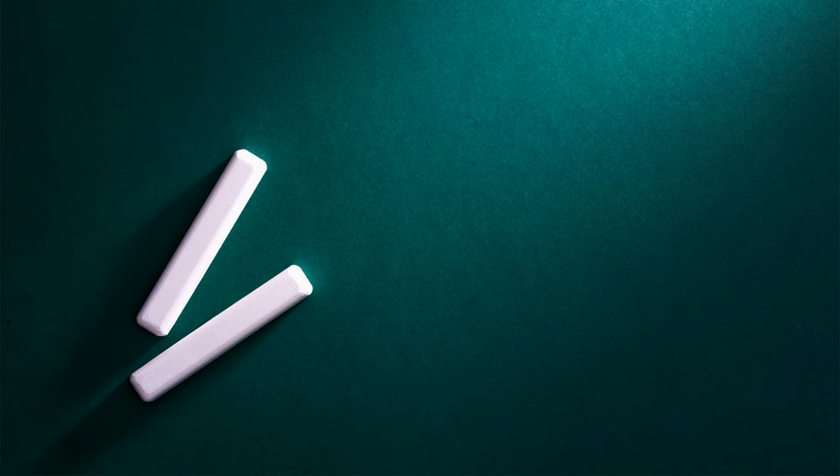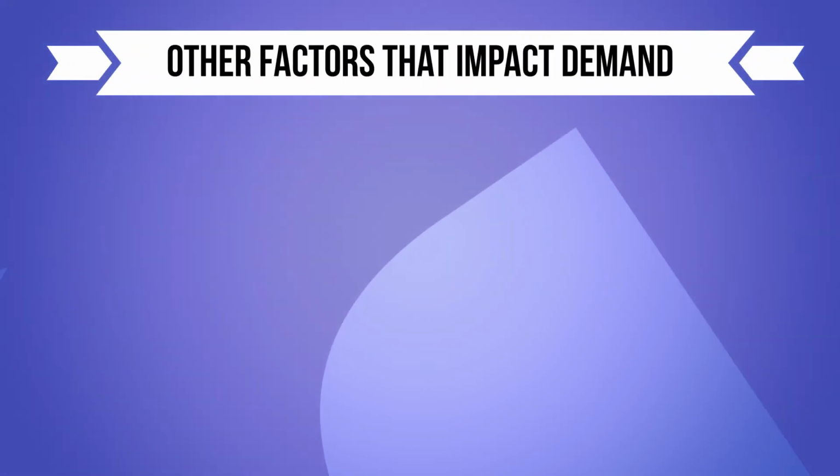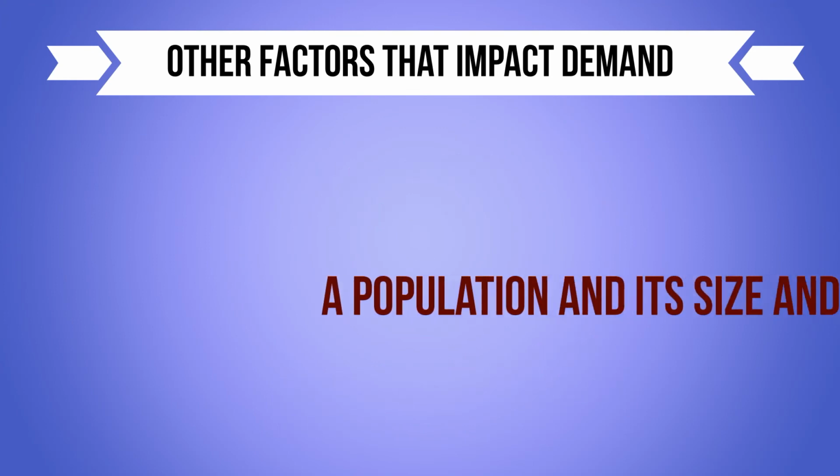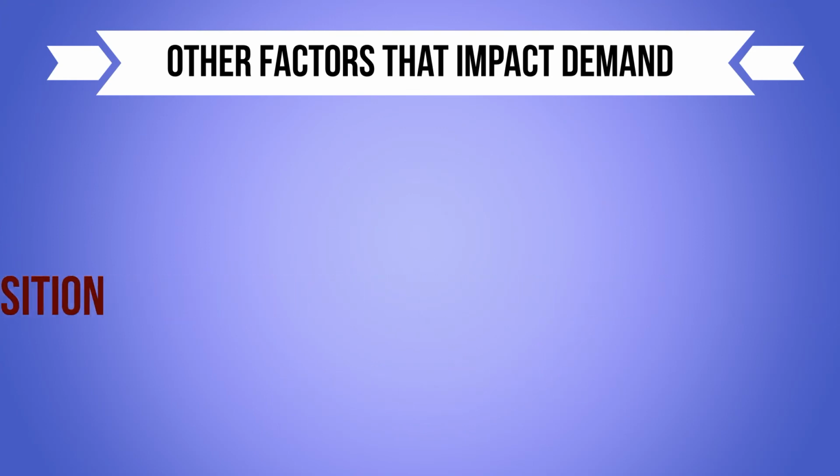An inferior goods curve will shift to the left when income rises. Other factors that influence demand are tastes and preferences, a population and its size and composition, the prices of related goods, as well as fads and expectations. As populations grow older, such as the baby boom generation, this can also change demand curves in different products.